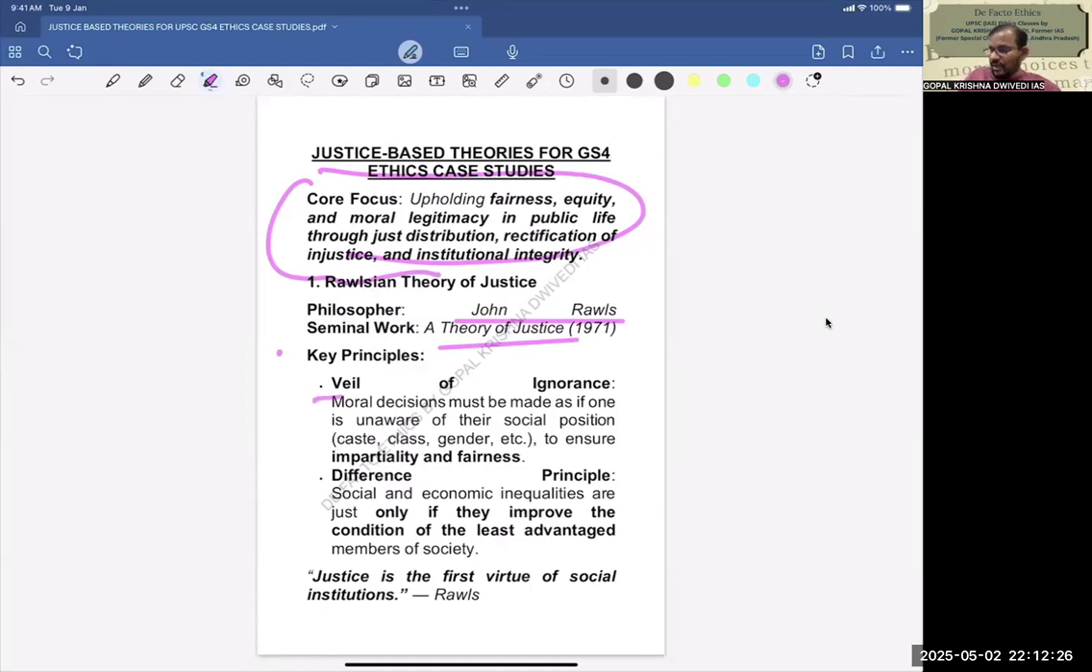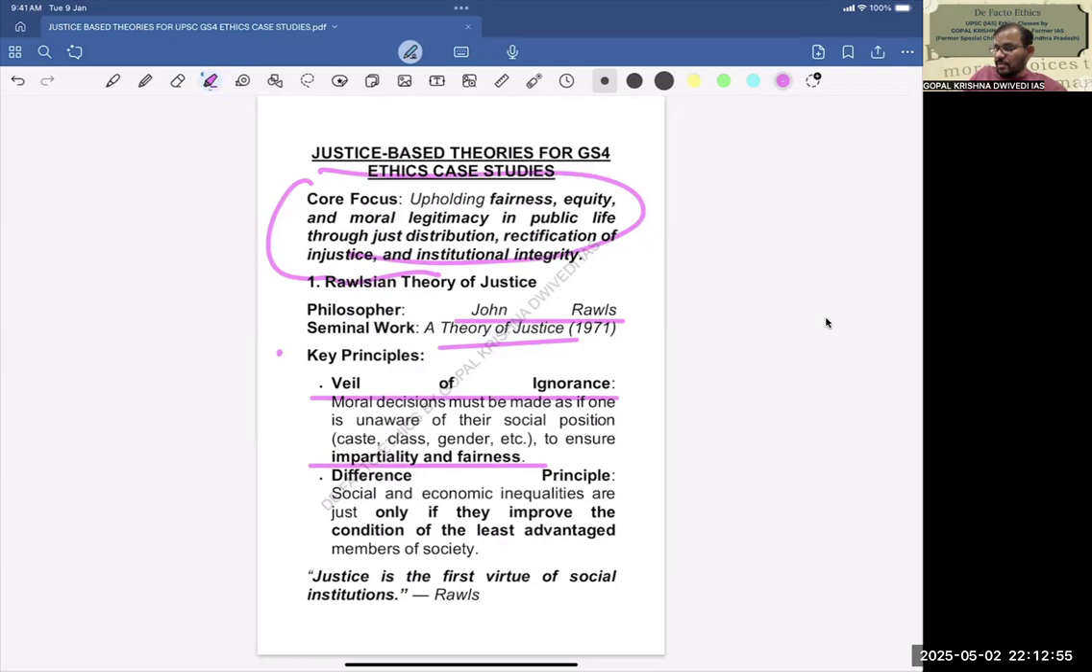First is the veil of ignorance. Veil of ignorance means a decision maker should be ignorant of for whom he is making a decision. He has to be very impartial and fair. So veil of ignorance means moral decisions must be made as if one is unaware of their social position, whether it is caste, class, or gender, and it emphasizes impartiality and fairness.